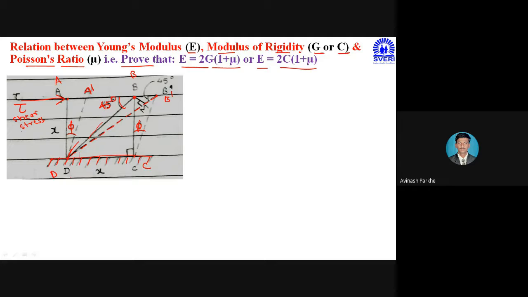Before application of shear stress, your diagonal is BD. After application of shear stress, the distortion is taking place from A to A dash, and at the right side B to B dash. Therefore, this diagonal is also shifted from B to B dash, and the next modified diagonal you will get becomes B dash D after application of stress, and BD represents the diagonal before application of stress.